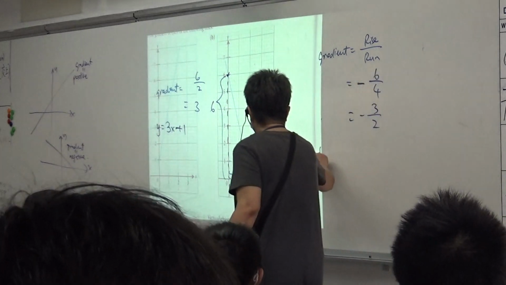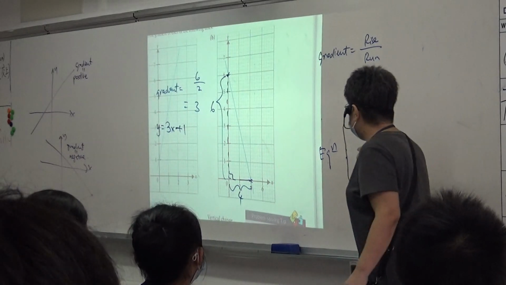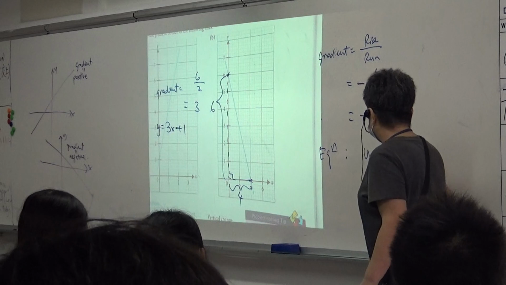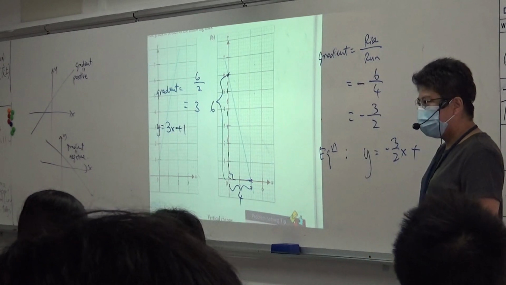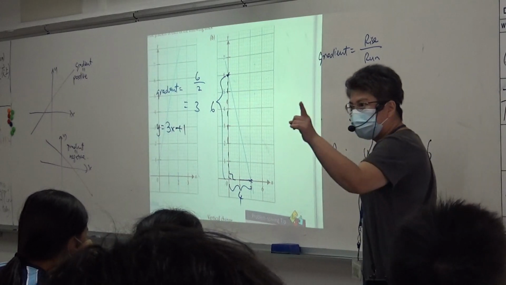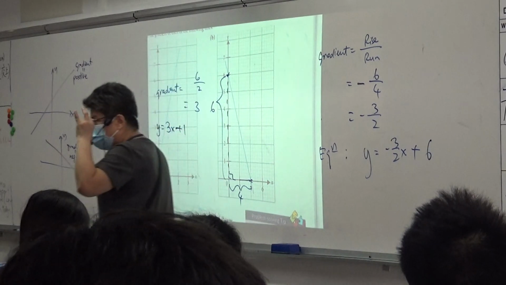Now, what if I want the equation of the line? Y equals to what? Negative 3 over 2 x plus what? 6, right? Y equals negative 3 over 2 x plus 6. It cuts the y-axis at 6. So you must know how to flip the question.